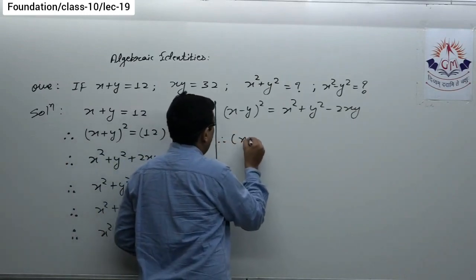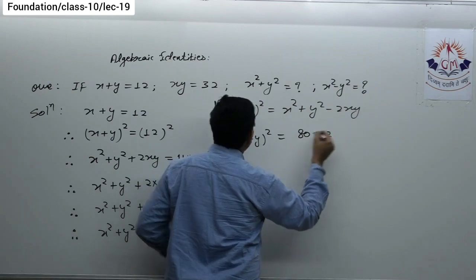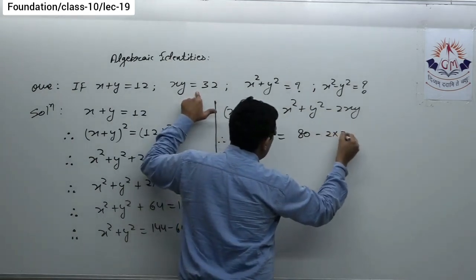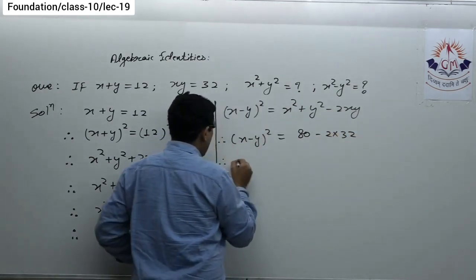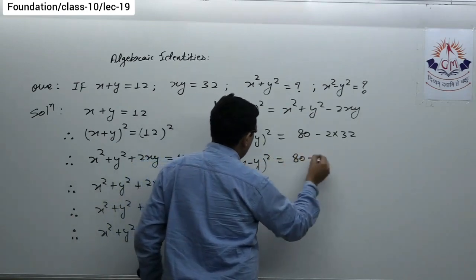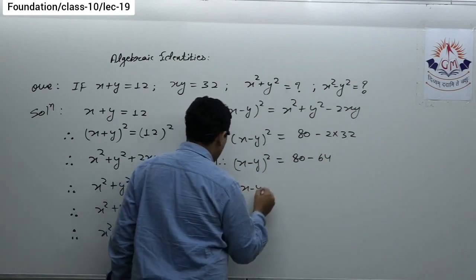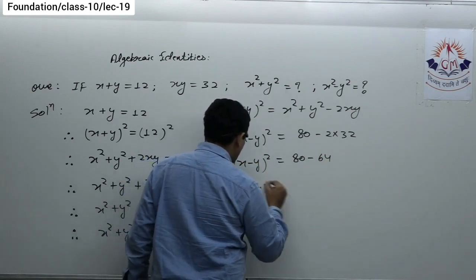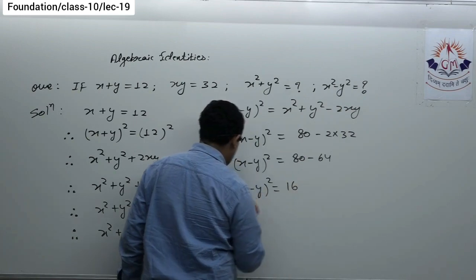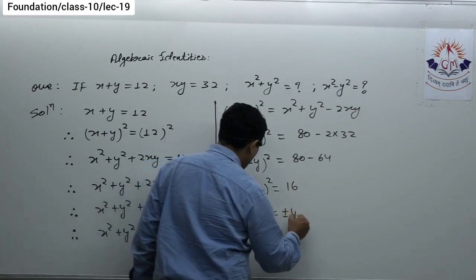So I put the value of x square plus y square, which is 80 over here, minus 2 times xy, and xy is 32. So here I get x minus y whole square is equal to 80 minus 64. Therefore x minus y whole square is equal to 16, and hence I will get x minus y equal to plus minus 4.